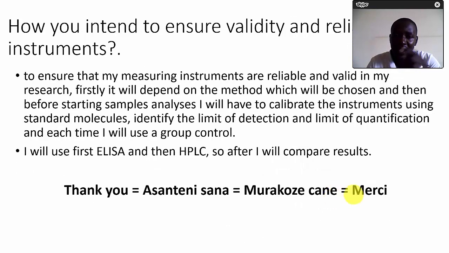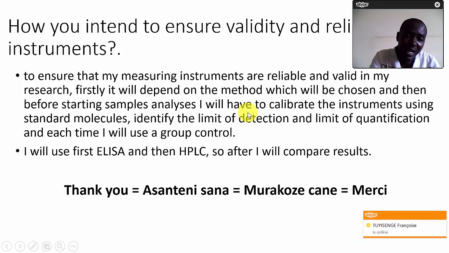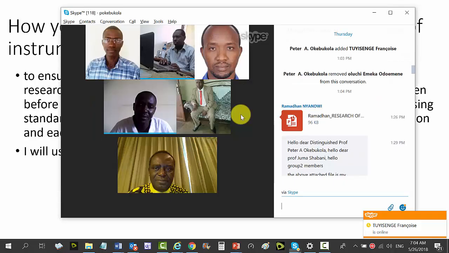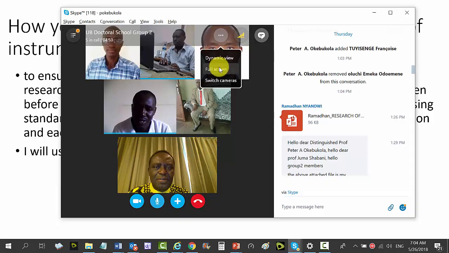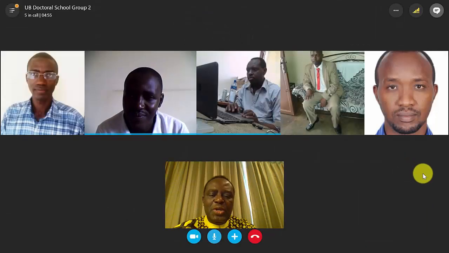At each test, I will use what we call a control group, so that I will try not to introduce bias. If the control group gives me a false result, I will say these results are not good. After that I will conclude that my instrument is valid and reliable. Thank you, sir.